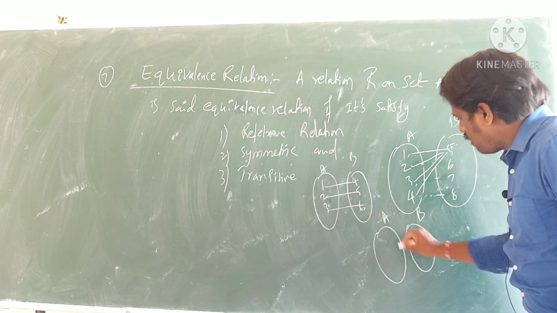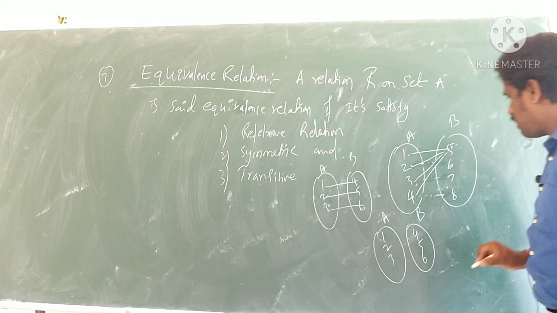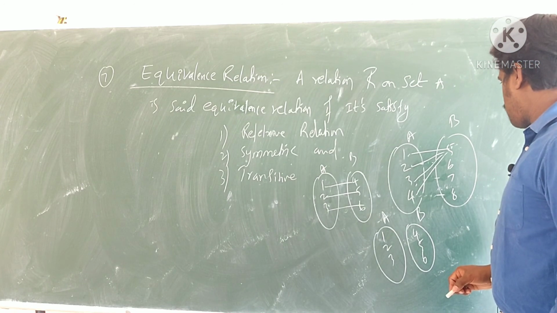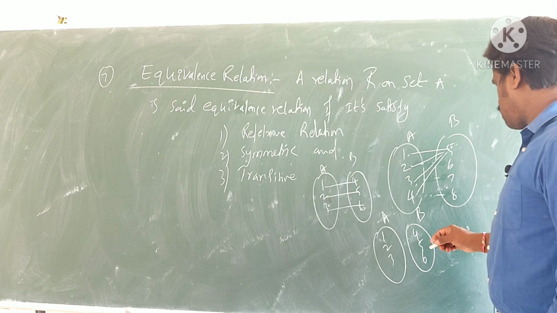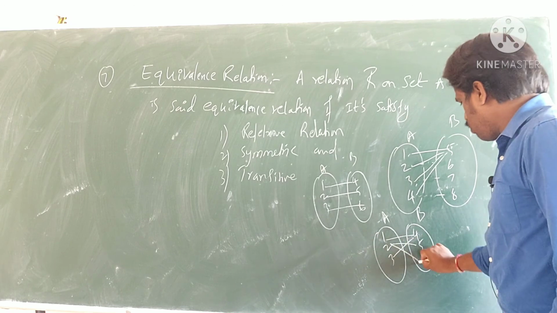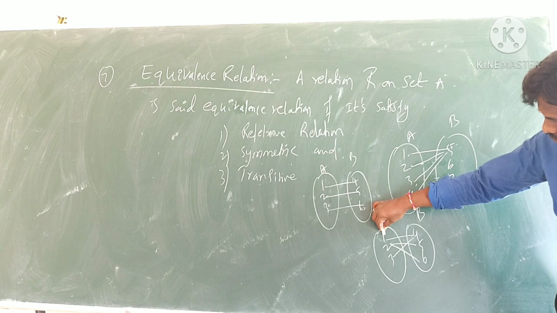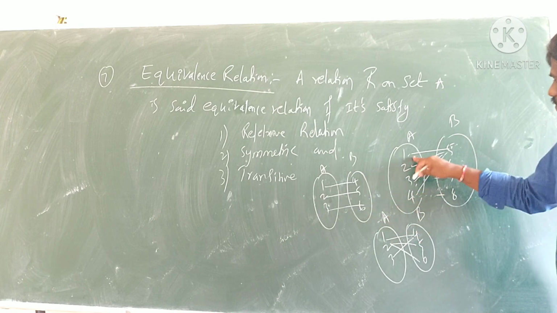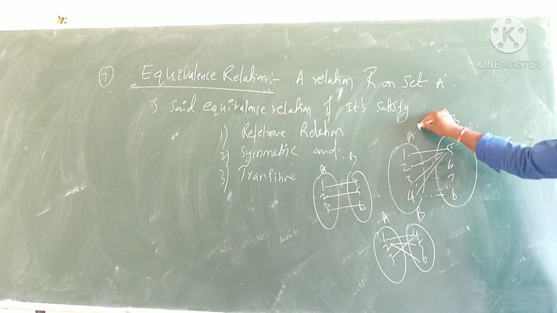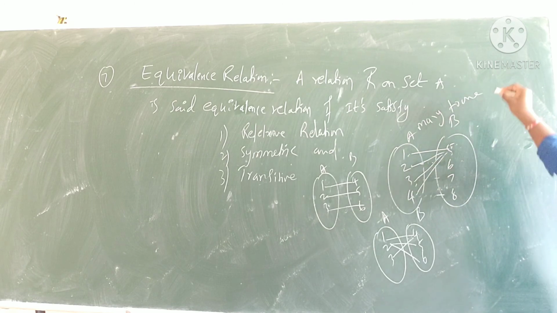A, B, 1, 2, 3, 4, 5, 6. 1 to 2, 2 to 4, 3 to 4, 2 to 5, 2 to 6. This is also many. 1 to many should be there. 1 to many, and many to 1. This is many to 1. This is many to 1.